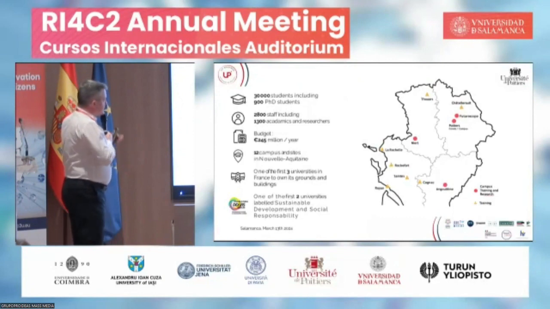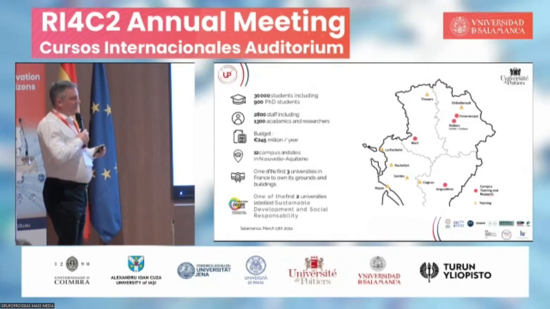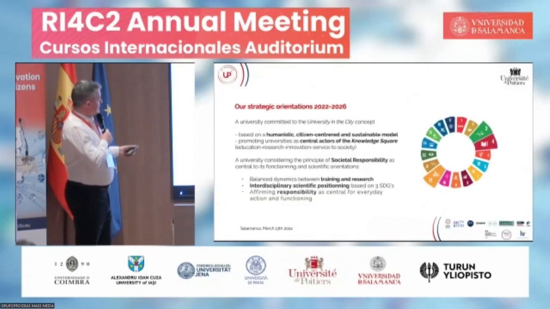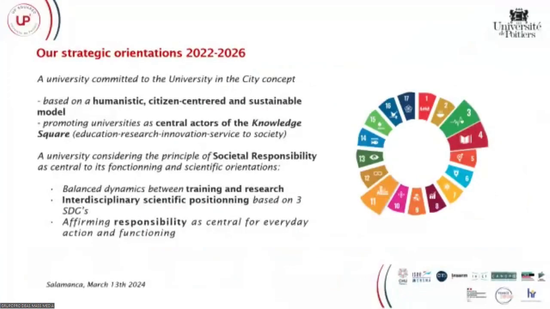And ever since, this sustainable development and social responsibility idea is at the heart of the university strategy, which, as with most of the universities in the Alliance, is based on the Coimbra Declaration: a humanistic, citizen-centered and sustainable model, considering the university as a key actor of the knowledge square. It is based on the three SDGs, numbers 3, 4, and 11, declined in the last three points, which is a balanced dynamics between research and training and education, in the sense that it is not a research-centered university, and the idea is to combine the two as much as possible, which in the French system is not always that easy.